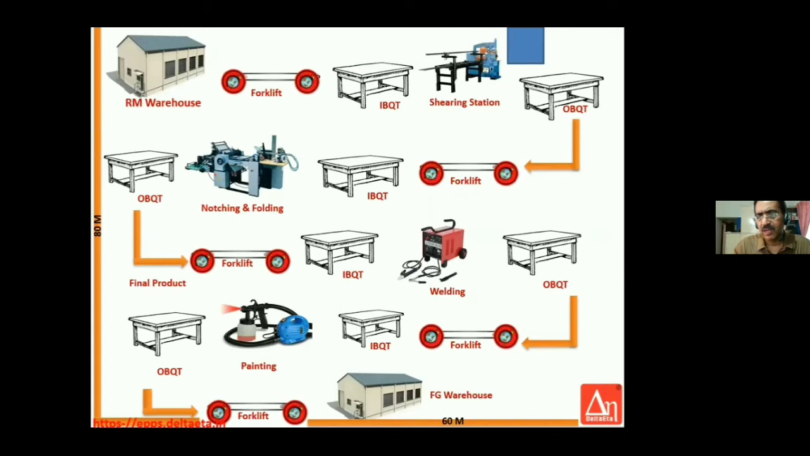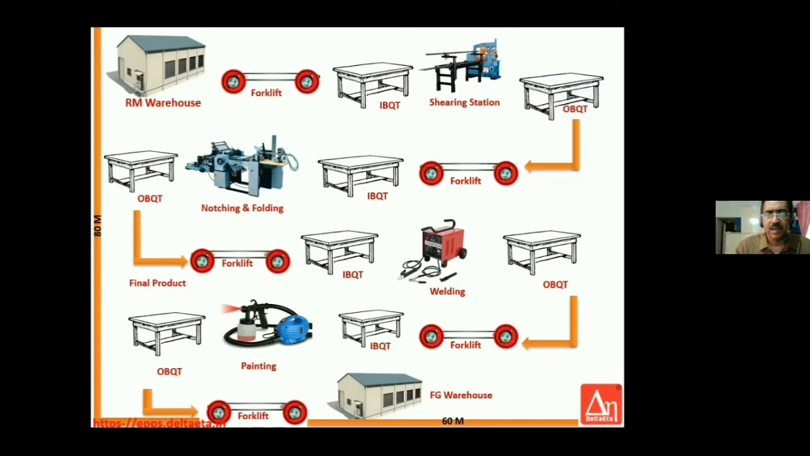After that, it is waiting at the outbound queue time to be transferred somewhere else. It's transferred by the forklift. See, at the shearing station, the piece was cut into 4. So this is how you find that at the outbound queue tray, you will find 4 pieces.